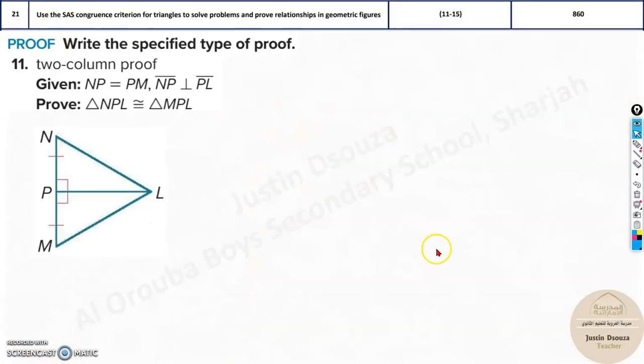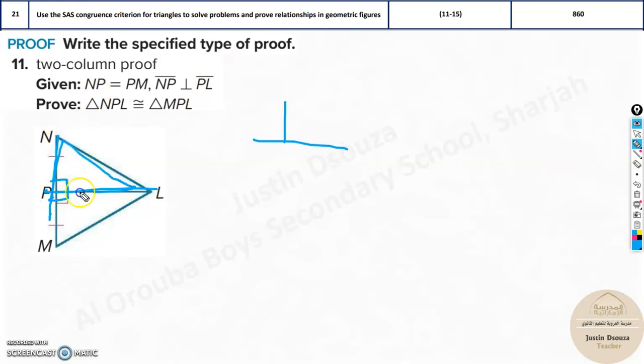Now we will move to the 21st topic. Write the specified type of proof. 2-column proof. Given NP. See over here, they have given some stuff, that NP is equal to PM. NP and PL are, sorry, not congruent, perpendicular. It's 90 degrees. If it's perpendicular, this is the sign, it's 90 degrees.